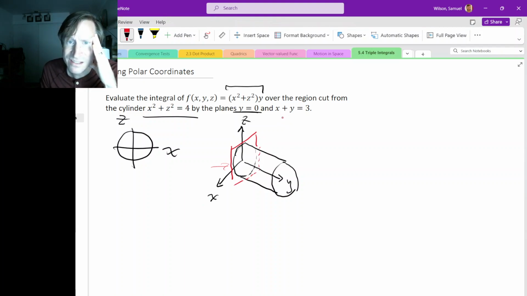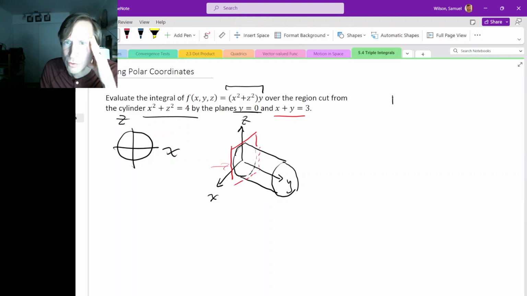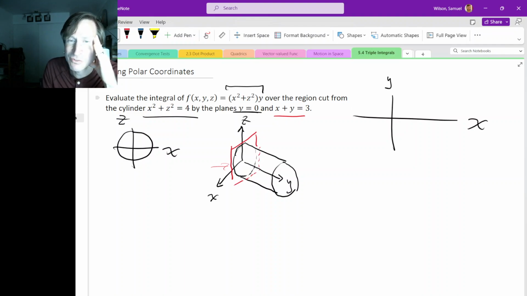And now we need to slice this with the plane x plus y equals 3. So what does that look like? We can figure out what that looks like just by drawing what it looks like in the xy plane. x plus y equals 3. That is a plane in 3D space, but since z doesn't show up in this equation, we can plot this equation in the xy plane. So that's going to be y-intercept 3, slope -1. So that's going to look like this.